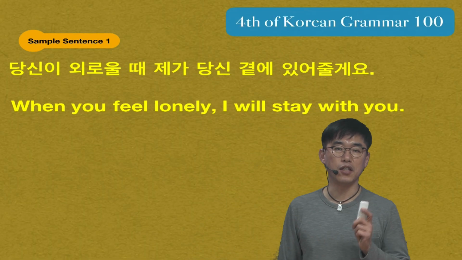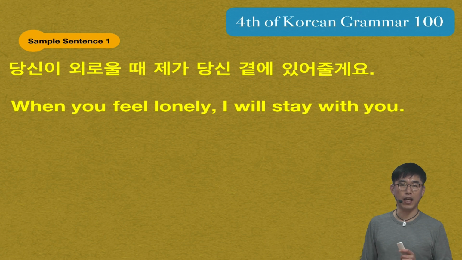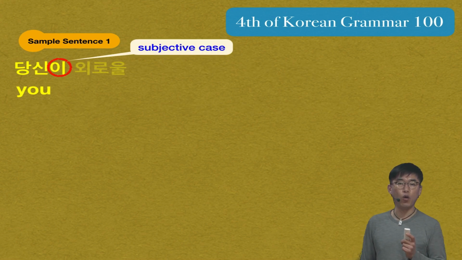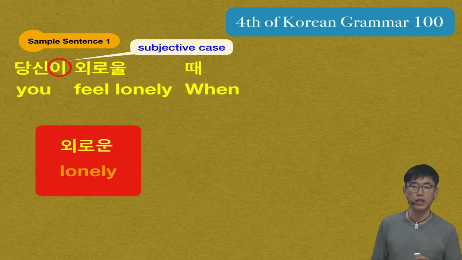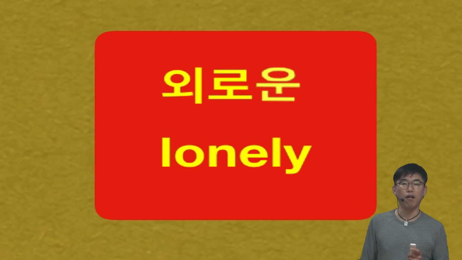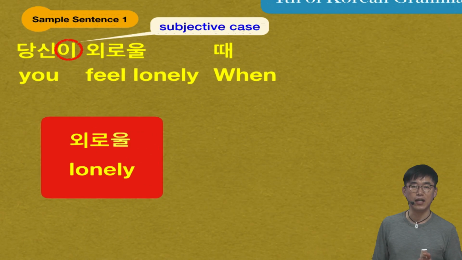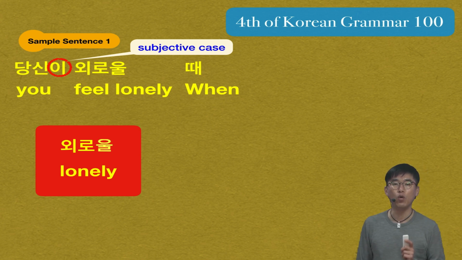Alright, simple sentence number 1. 당신이 외로울 때 제가 당신 곁에 있어 줄게요. When you feel lonely, I will stay with you. 당신 is you and 이 is the subjective case. 외로울 때 came from an adjective, 외로운, which means lonely. The final sound, 니은 under 우, has been replaced with 리을, and 때 is placed behind it. So 외로운 is changed into 외로울 때.